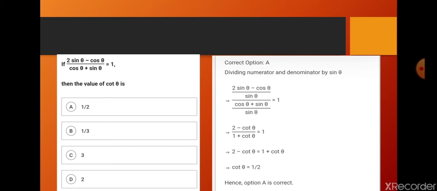Divide the numerator and denominator by sin theta, which gives 2 minus cos theta by sin theta, that is nothing but cot theta, divided by cos theta by sin theta plus 1. So we are left with the equation (2 minus cot theta) divided by (1 plus cot theta) equals 1. So, 2 minus cot theta equals 1 plus cot theta. Hence, cot theta equals 1 by 2. So, the correct option is A.